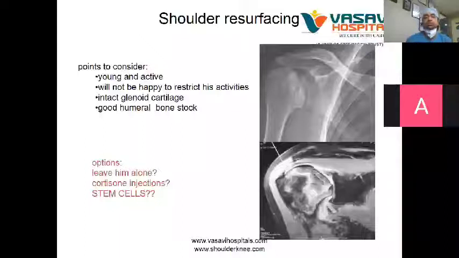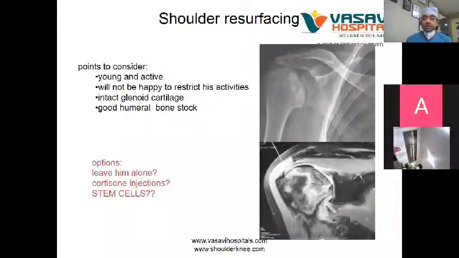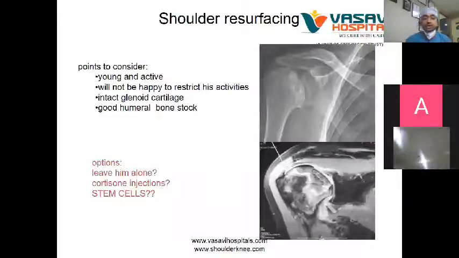So obviously, if you see what his options are, either leave him alone, tell him, okay, you continue with what you have, you'll continue to have pain, you can take pain medications, give him some injections like cortisone for temporary relief. And obviously, some people talk about stem cells these days, especially for things like avascular necrosis. For me, I don't use stem cells in the joint, and in India, stem cells are still not legal, and we're not licensed to use them.